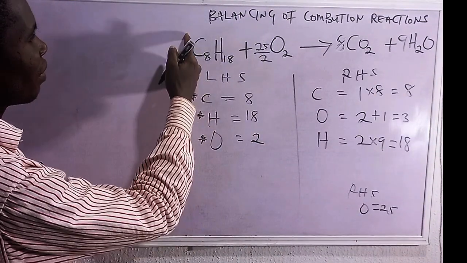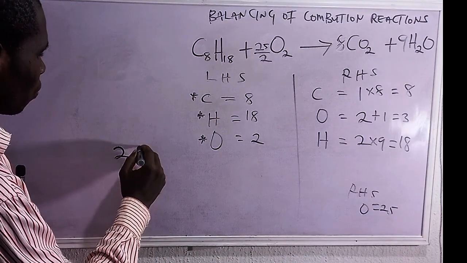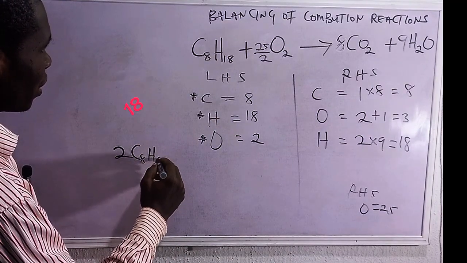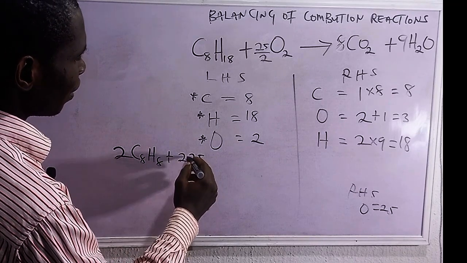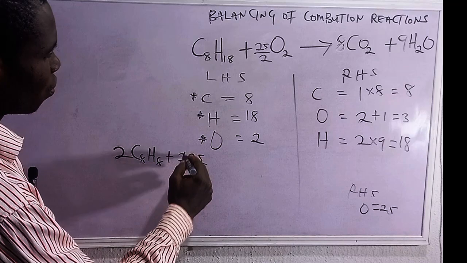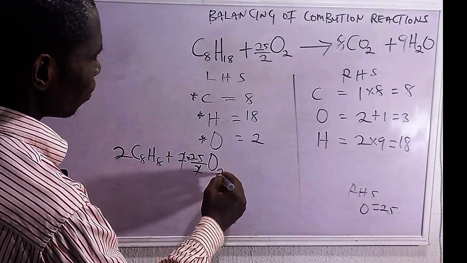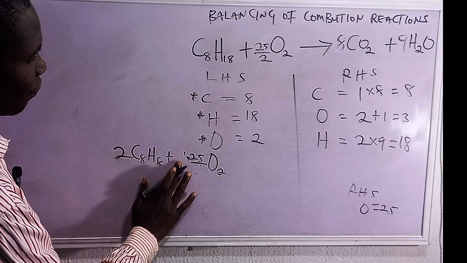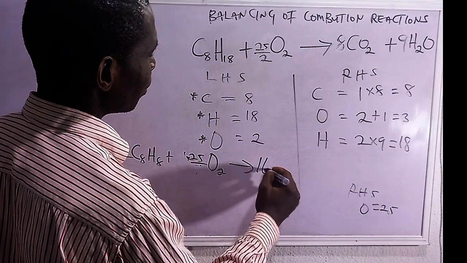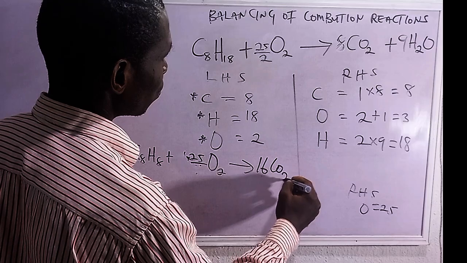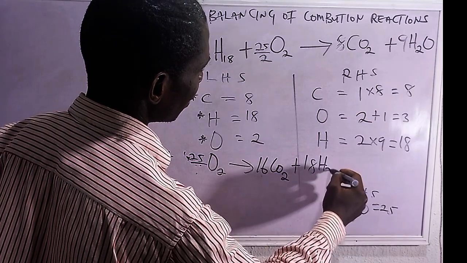So multiplying this by 2, here we have it as 2 C8H18 plus 2 times 25 over 2. So these two will cancel out. We'll be left with just 25 oxygen. 8 times 2 will give us 16 CO2, and 9 times 2 will give us 18 H2O.